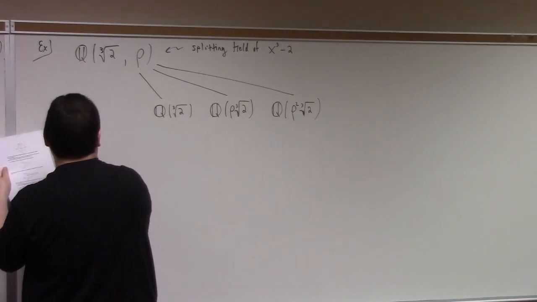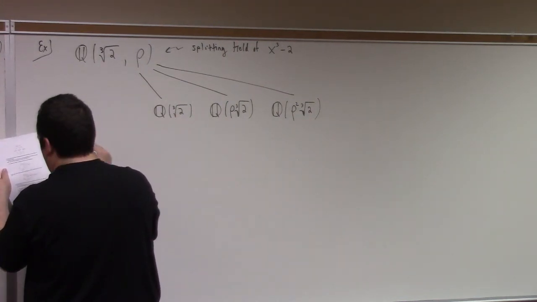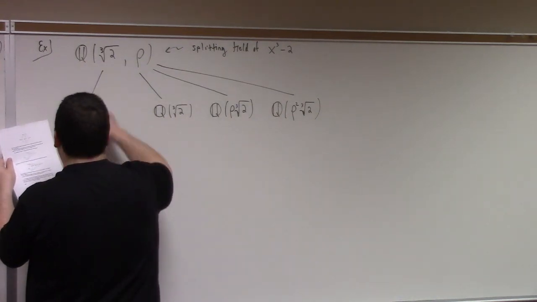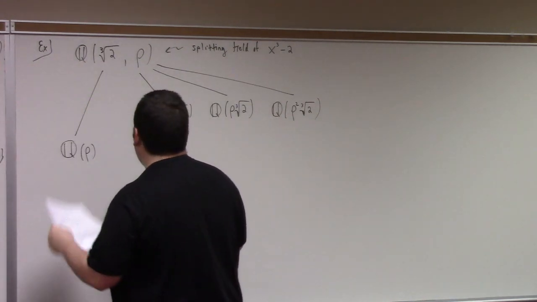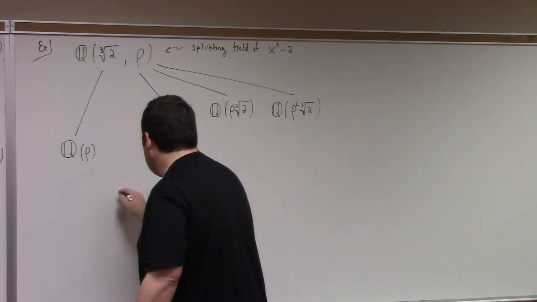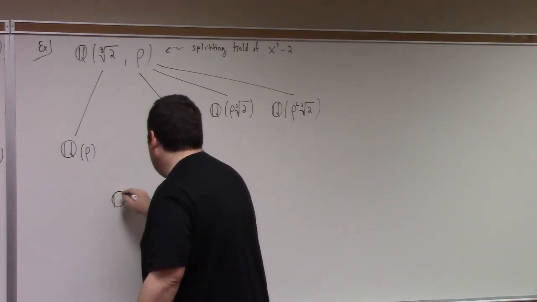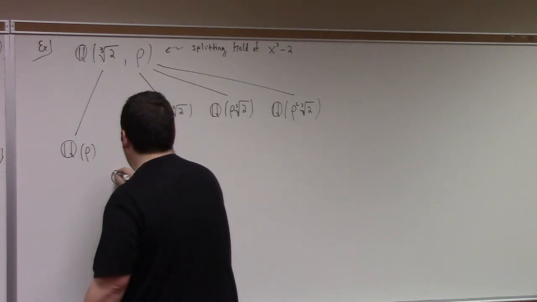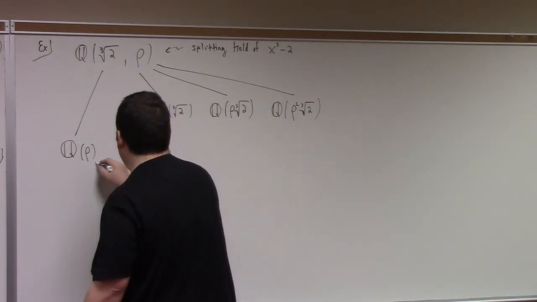All right, let's see here. Q. So down here, of course, we have the subfield Q adjoin rho, right? That fixed that subfield, and of course, then down here, well, I should probably make myself more room. Make it a little bit more room.